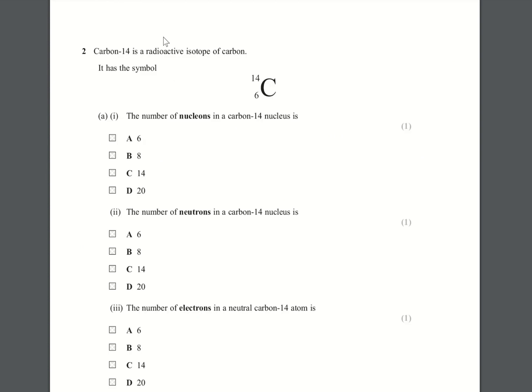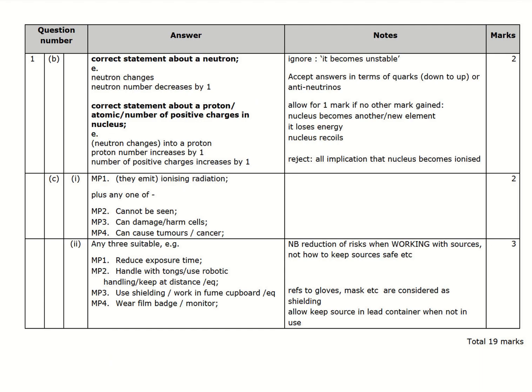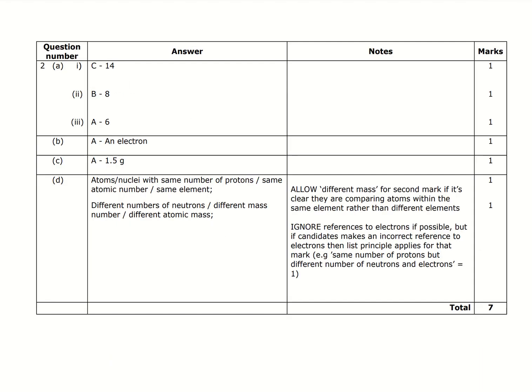Carbon 14 is a radioactive isotope of carbon. It has the symbol C-14, where 14 is the mass number and the proton number is 6. The number of nucleons is the mass number, which is 14. Neutrons is the nucleon number minus the proton number, 14 minus 6, which is 8. Electrons in a neutral atom equal the protons, so 6. So nucleons 14, neutrons 8, and electrons 6.